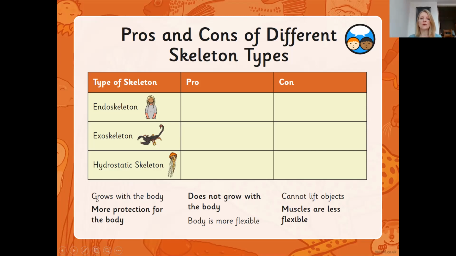So which one grows with the body? Which one gives more protection? Which one does not grow with the body? Remember that crab little video. Which body do you think is the most flexible? Which one do you think would not be very good at lifting? And which one would have inflexible, not very flexible muscles? Okay, we're going to come on to think about muscles in the next couple of weeks as well. So just a few there for you to think about. Again, thinking a little bit more deeply.